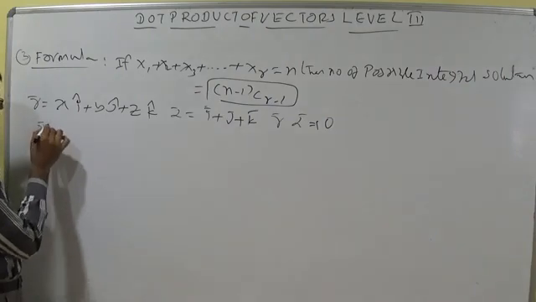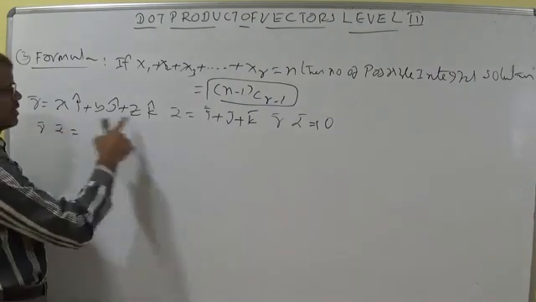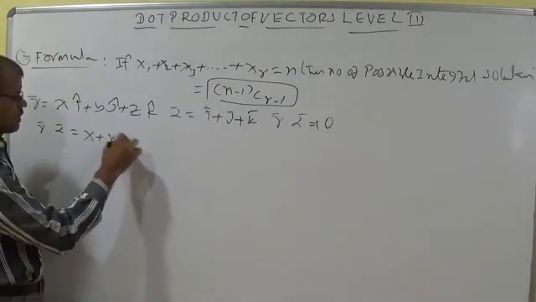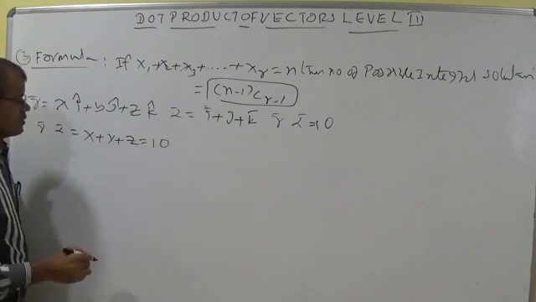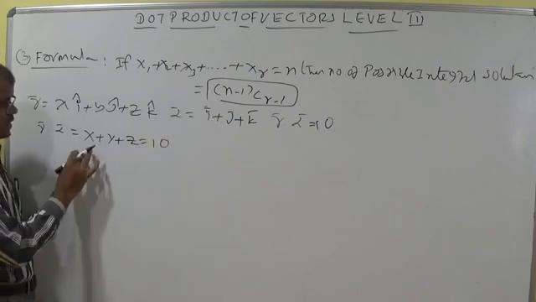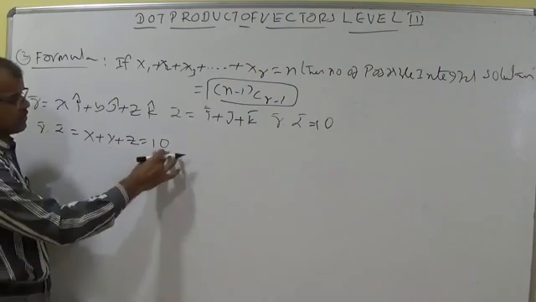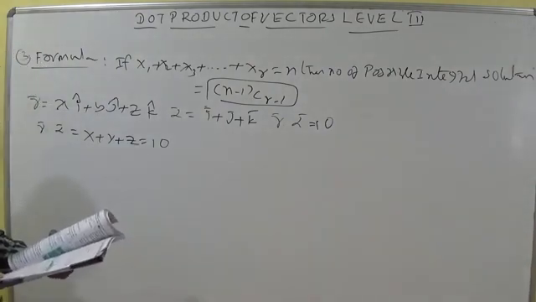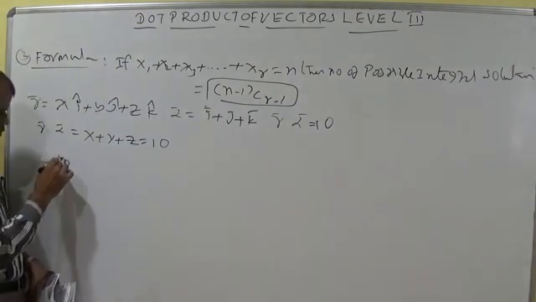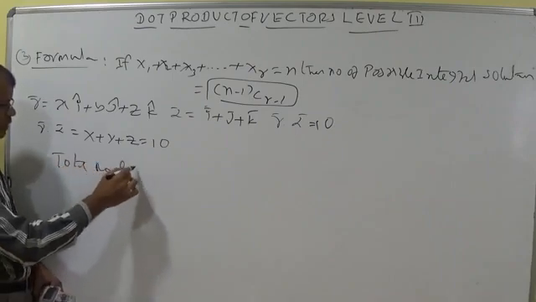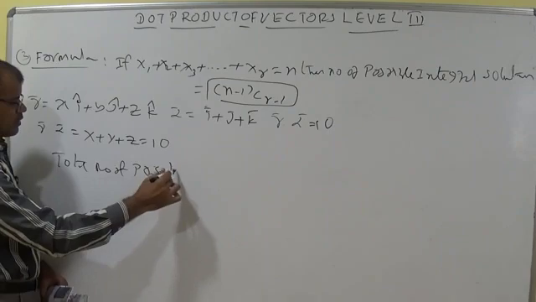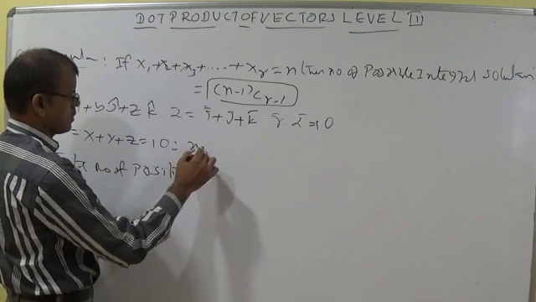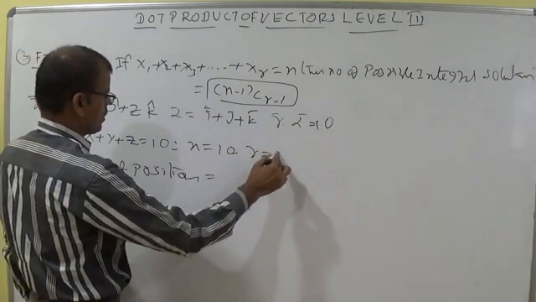So r bar dot alpha bar you can write using i dot i, j dot j, k dot k concept: x plus y plus z is equal to 10. So what is the value of r here? How many numbers are there in the summation? r is 3, and the total value we got is 10. The number of possible solutions he is asking. Total number of positions is given by the formula n minus 1 C r minus 1. Here n is equal to 10 and r is equal to 3.